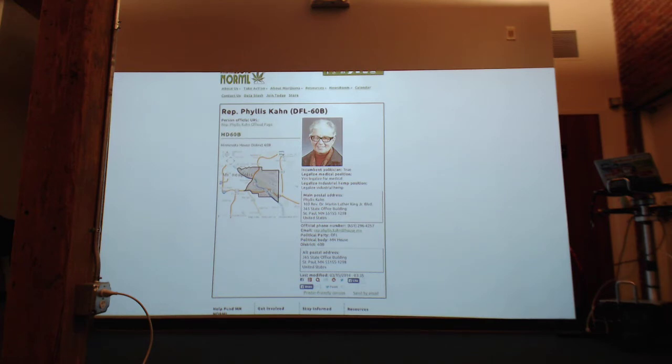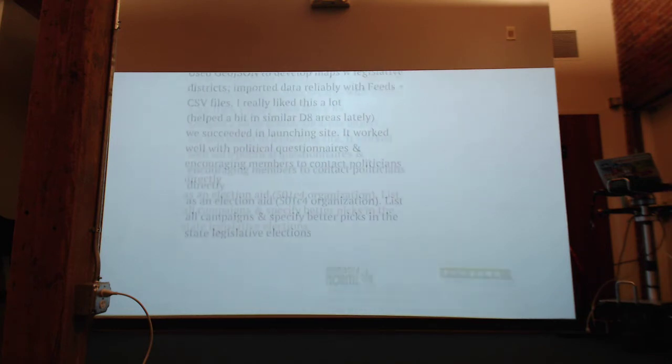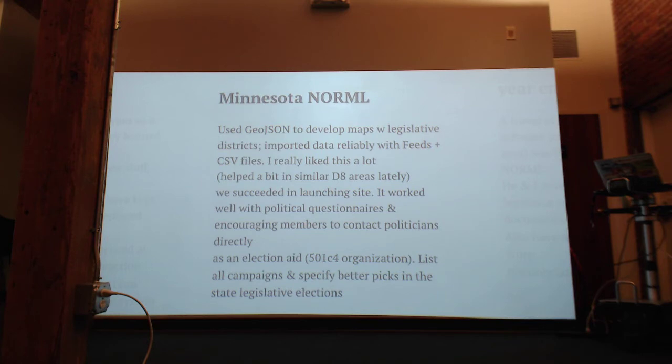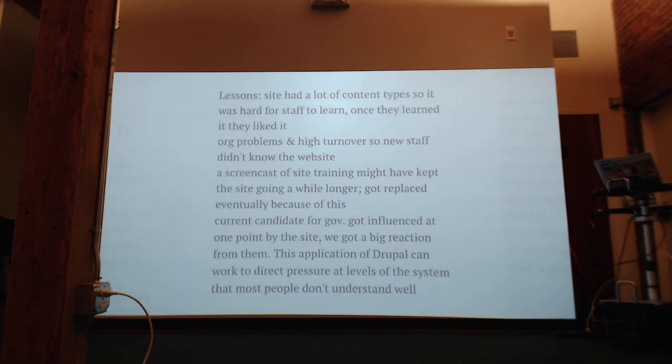So I think that we have the capability to do stuff like this, and I think we should keep on trying to do it. So GeoJSON did that stuff, feeds and CSV files. I'm still a huge fan. I've been trying to help the D8 feeds situation evolve. It's actually really good now. It became good in April. The site was pretty successful. Questionnaires influenced the election of the 501c4, and sort of encouraged people to get engaged.